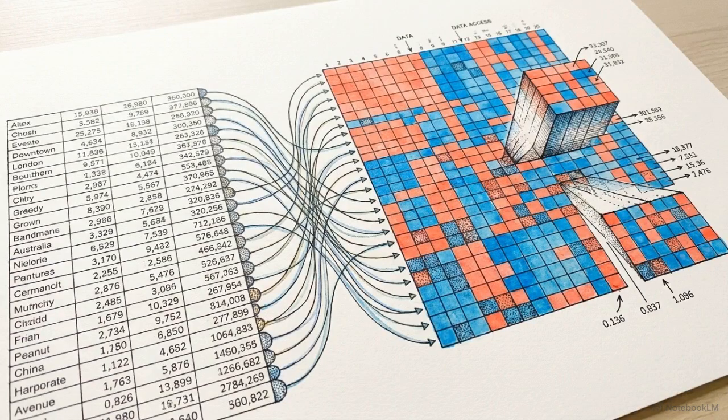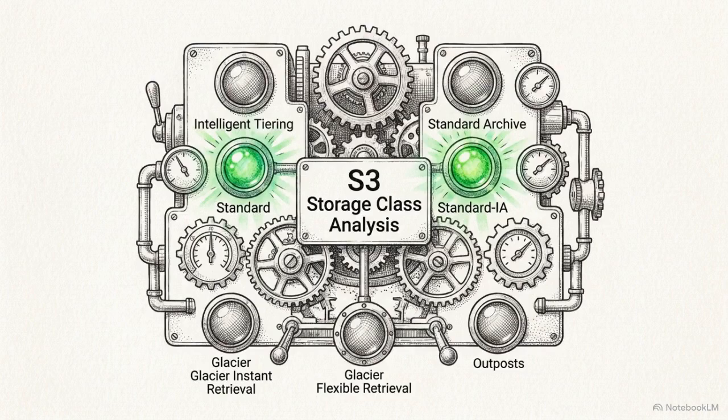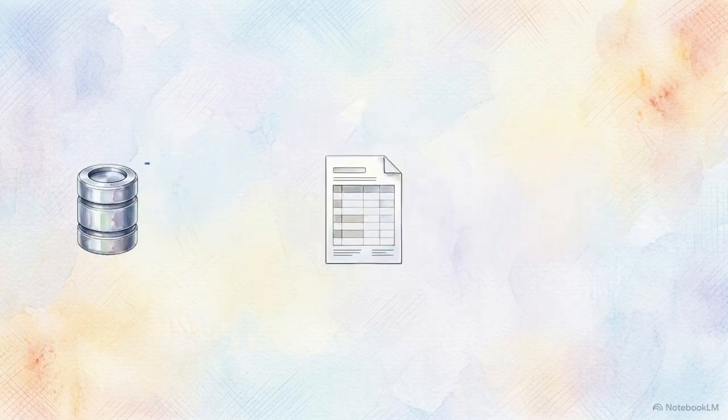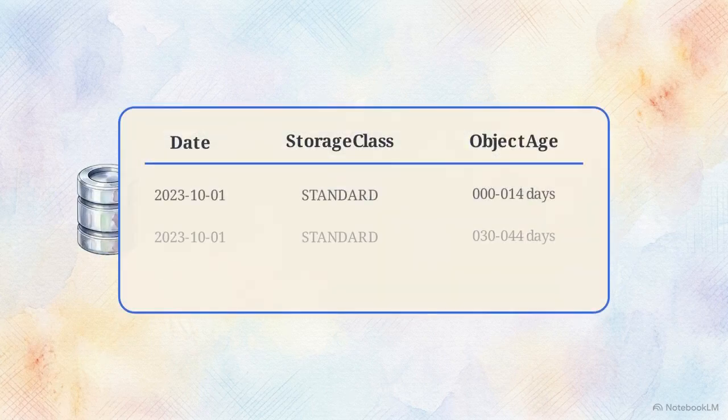Constructing these rules requires empirical data on how your data is actually being used. S3 storage class analysis provides this telemetry, though it is limited to evaluating S3 Standard and Standard IA storage classes. Once the analysis is enabled, it monitors access patterns for 24 to 48 hours before generating a daily CSV report in a destination bucket. These reports categorize data by object age.